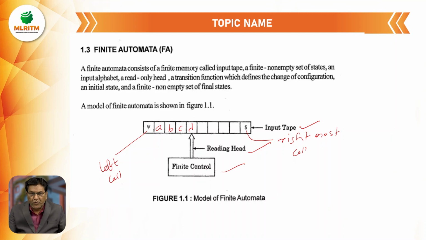The finite control decides which state the machine moves from and to. The reading head reads a single symbol from the input tape only. It can move either left to right for reading purposes, or right to left also. But here we cannot write, either from left to right or right to left. That is the concept of finite automata.